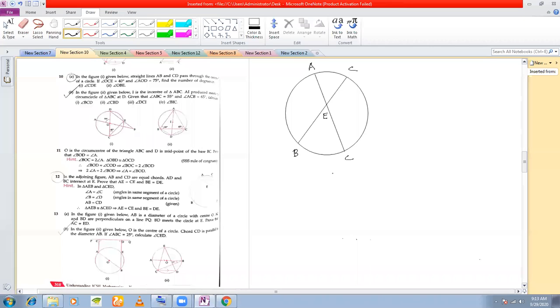In the adjoining figure, AB and CD are equal chords. AD and BC intersect at E. Oh, it's AD and BC that intersect at E. In the adjoining figure, AB and CD are equal chords, okay? Oh, this is D. AD and BC intersect at E. Now it's fine. Prove that AE is equal to CE and BE is equal to DE.